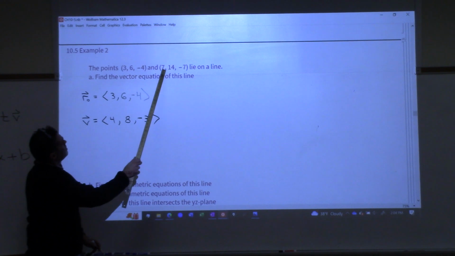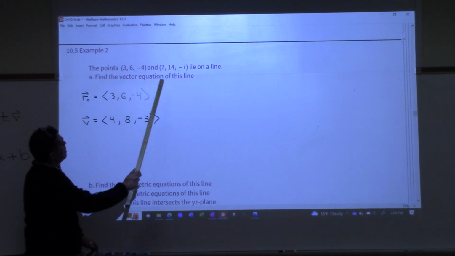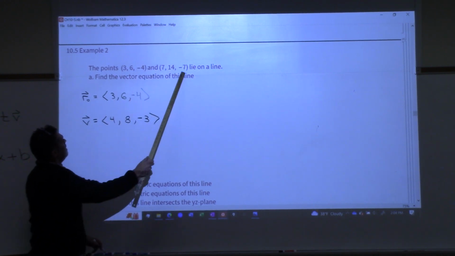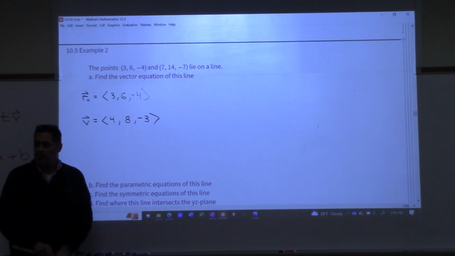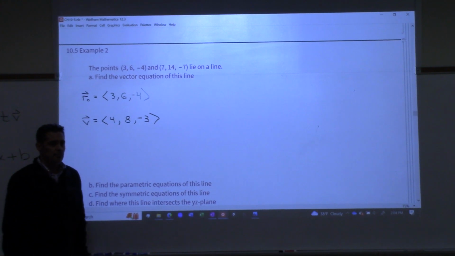I'm going from here to here. So I take 7, take away 3, that's 4. 14, take away 6, that's 8. Negative 7, take away negative 4, same as adding 4, you get negative 3. That's my direction vector. Got it?